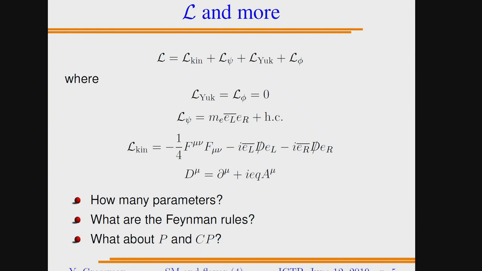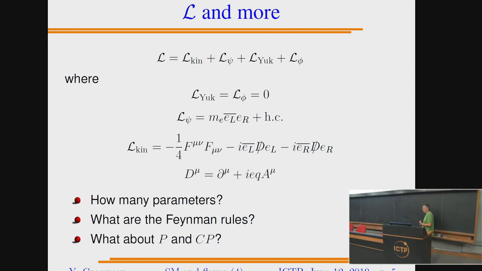So I have a mass term, and then I have a kinetic term. And what do I have in a kinetic term? Again, I write what I can. I have the kinetic term for the gauge boson, which is F_mu nu F^mu nu. And then I have the kinetic term for the left-handed electron and the kinetic term for the right-handed electron. And we have the covariant derivative. In the covariant derivative, we have the derivative, which is really the kinetic term, and then the extra term, i e Q A, is the coupling between the gauge boson and the fermions.